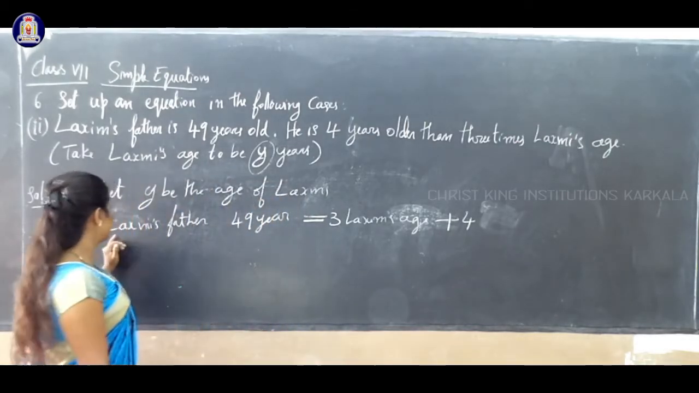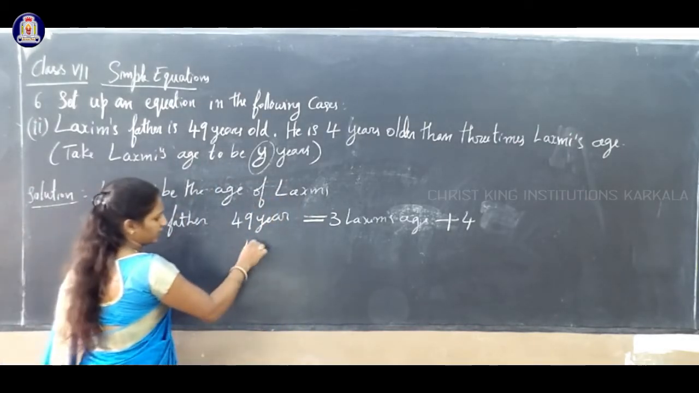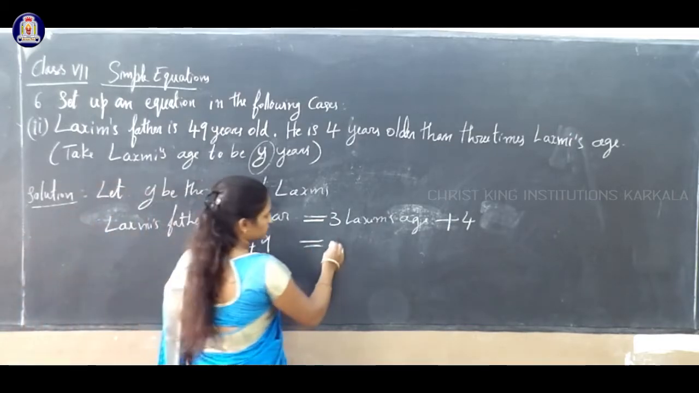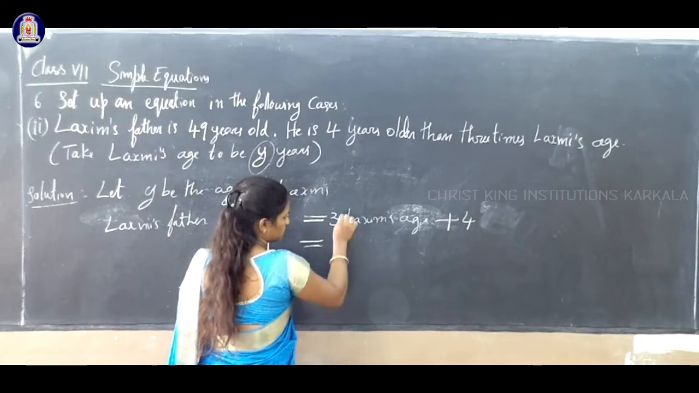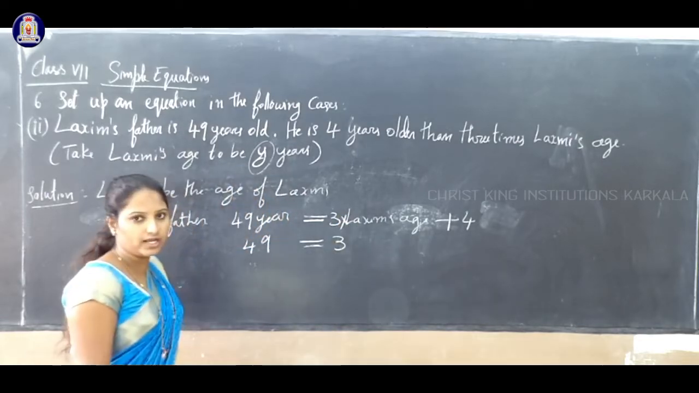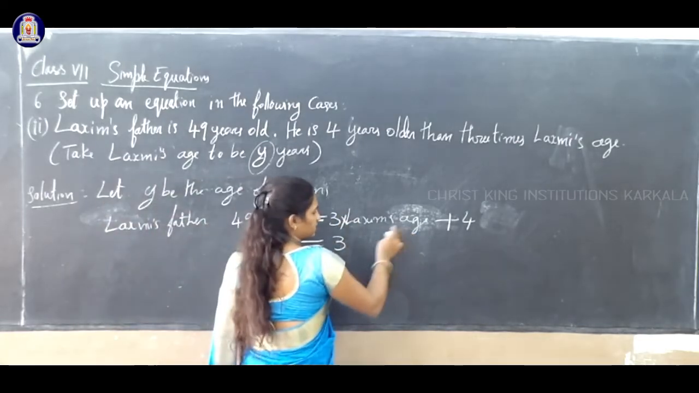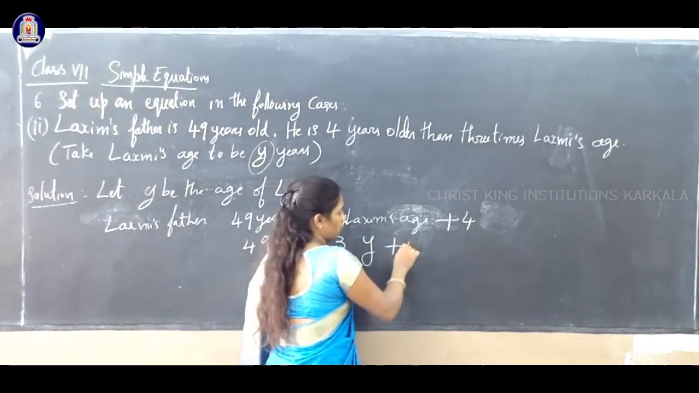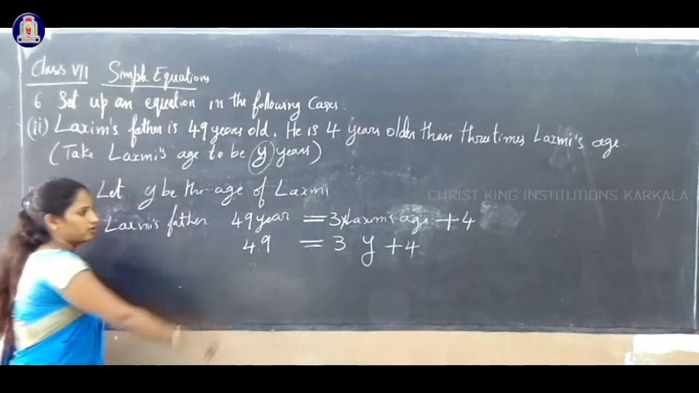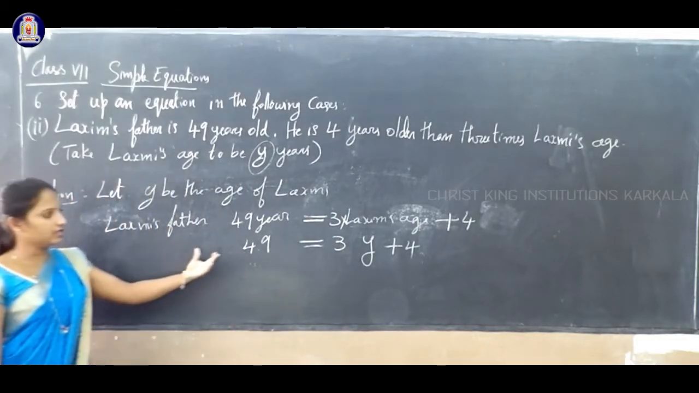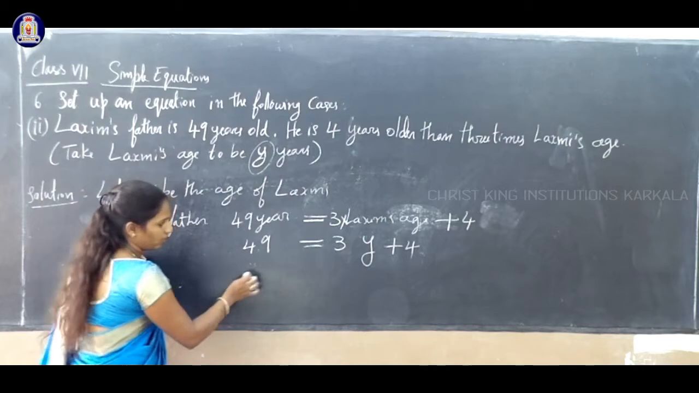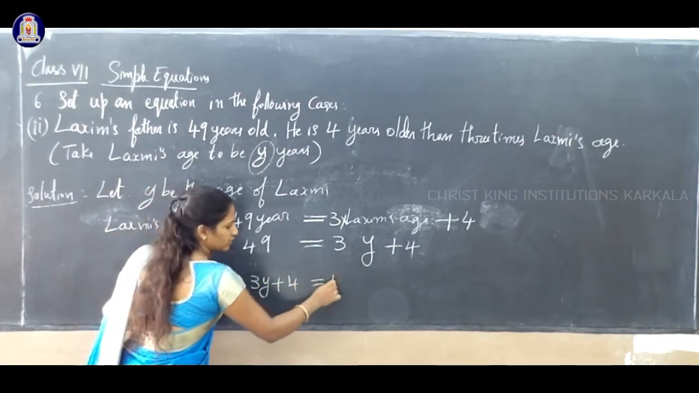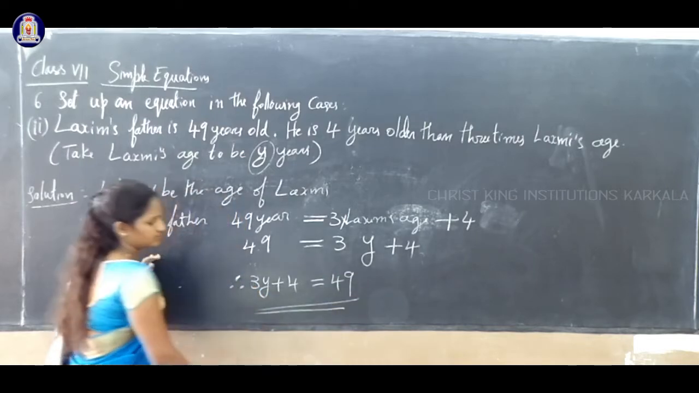So now see here, Lakshmi's father's age is 49. 49 is equal to 3 times Lakshmi's age. 3 times means 3 into Y, since we consider Lakshmi's age as Y. So 3Y plus 4 is equal to 49. So this is an equation. Therefore, 3Y plus 4 is equal to 49.